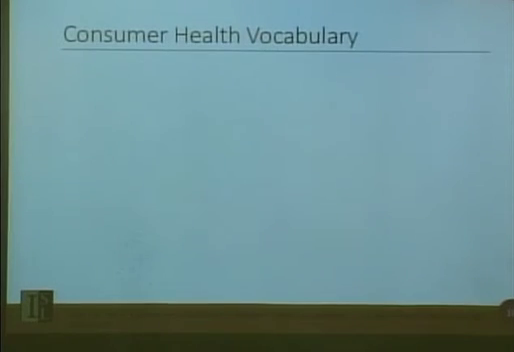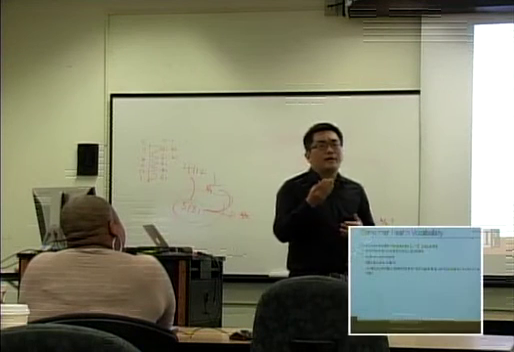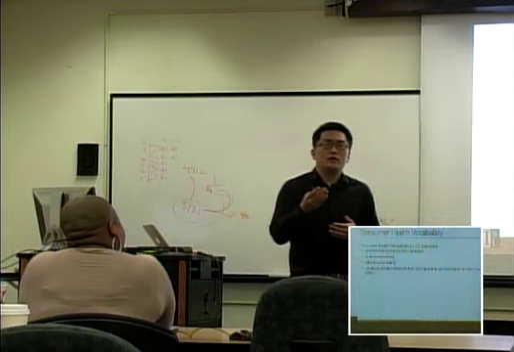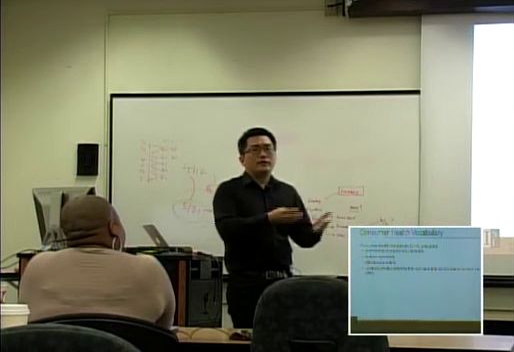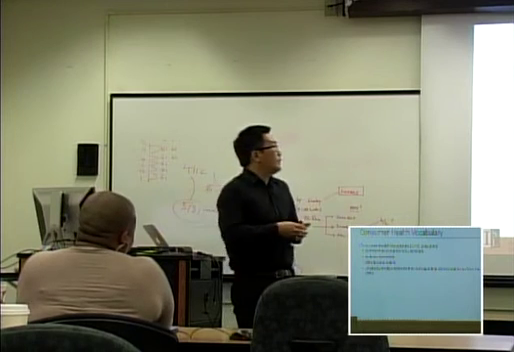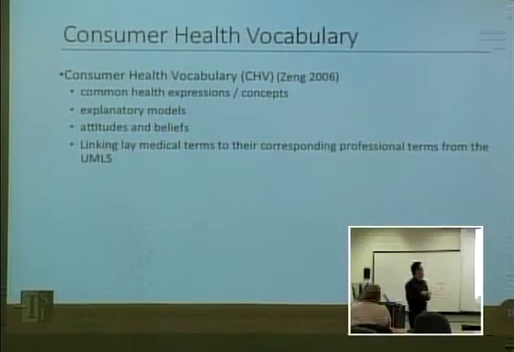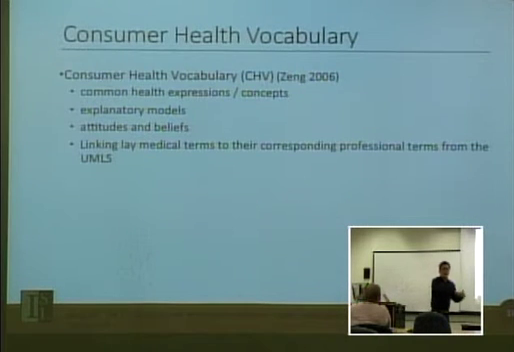There are existing efforts on narrowing these disparities. Consumer Health Vocabulary is a controlled terminology created in 2006 at Harvard Medical School by Dr. Qing Zeng. When they had this R1 grant, they had money to build this terminology. It is a controlled vocabulary which consists of terms that are commonly used by healthcare users to describe their common health expressions, concepts, explanatory models, attitudes, and beliefs. The major purpose of building CHV is that it's integrated into a large terminology system called UMLS, so the terms in CHV link to professional terms in UMLS. They can use this as a bridge to translate lay terms into professional terms.